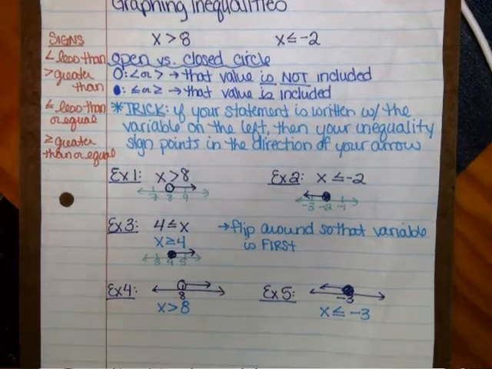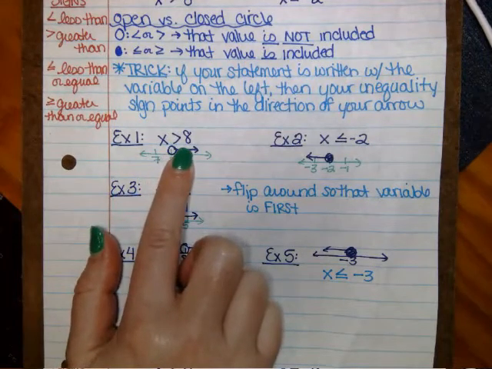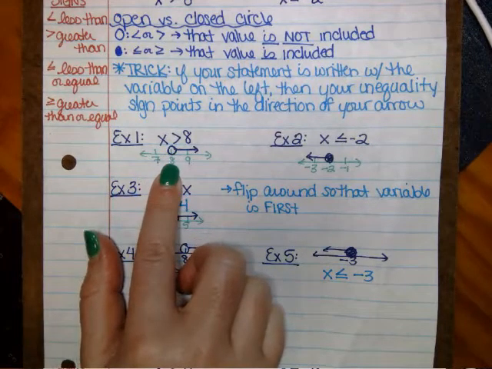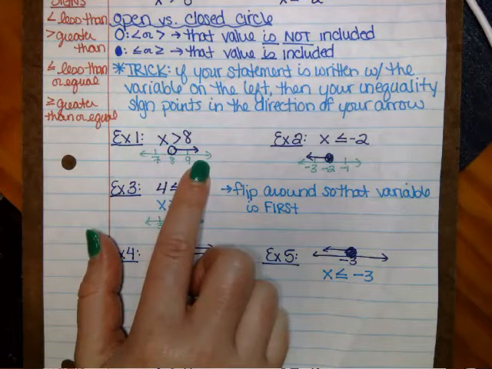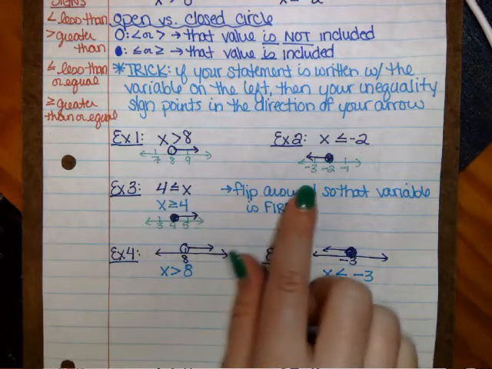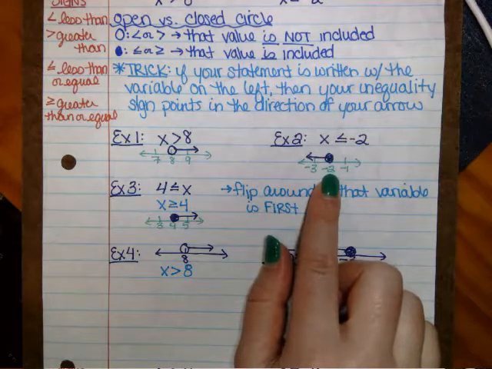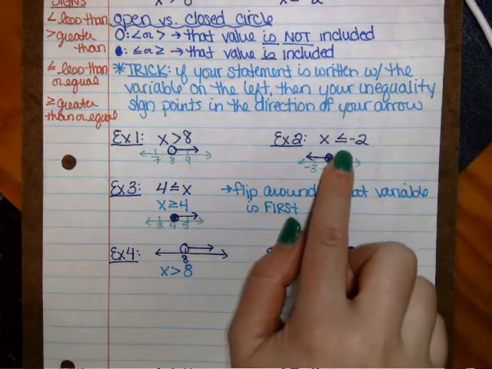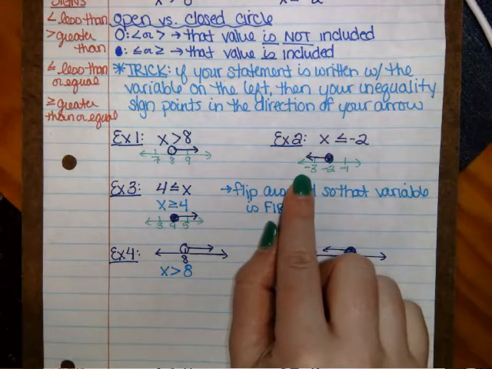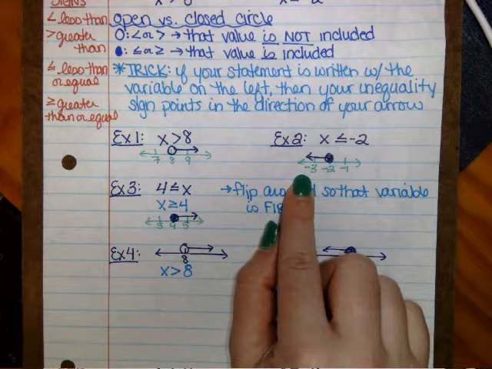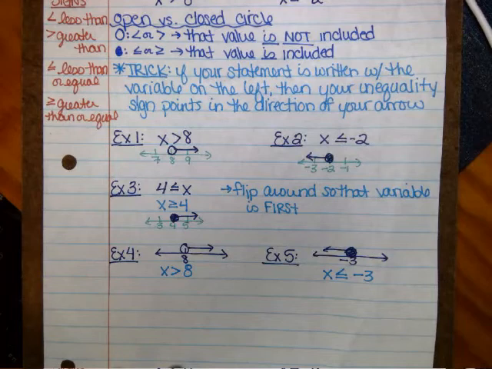So if we look down at the examples, for example 1, I have x is greater than 8. I have an open circle over 8, and my arrow is pointing to the right because that's where my values are going to be bigger than 8. For example 2, I have x is less than or equal to negative 2. I have a closed circle because I have my or equal to inequality, and the inequality is pointing to the left, so my arrow is pointing to the left because that's where my values are going to be smaller than negative 2.